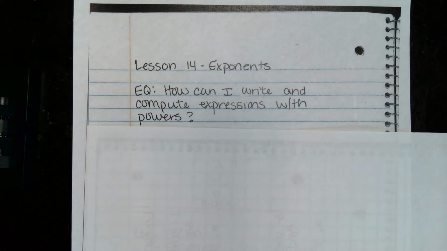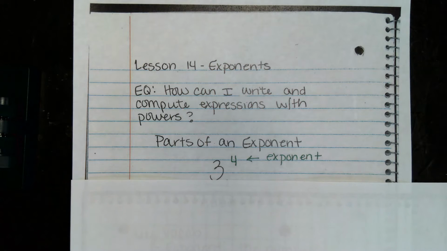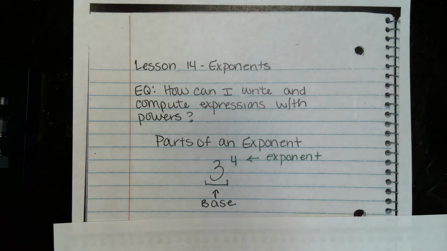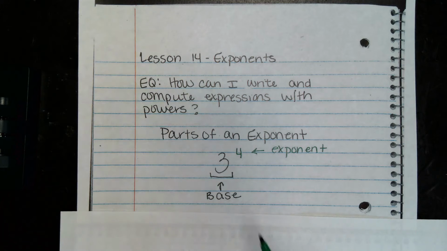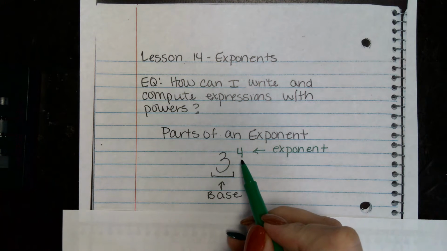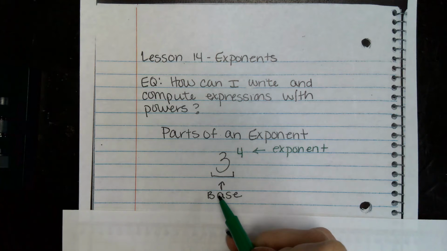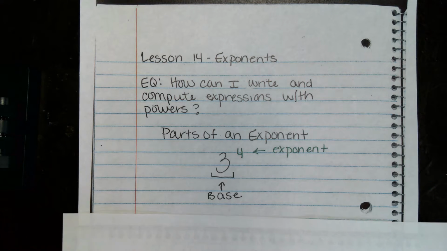Let's get this going. First off, we need to go over what an exponent is and what the different parts of it are. When we look at 3 to the 4th, an exponent is this number up here. An exponent tells us how many of this number, our base, we are going to have. So if I have 3 to the 4th, that means I will have four 3s. And that's what an exponent tells us.